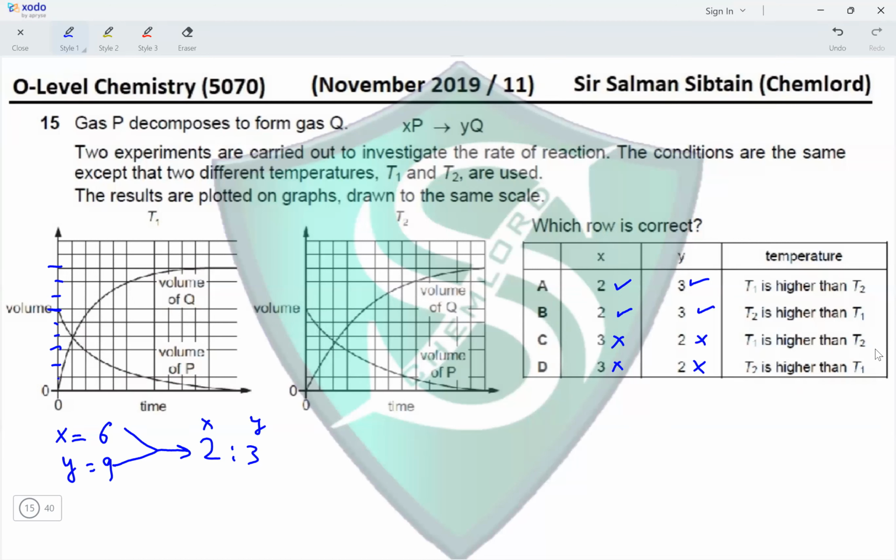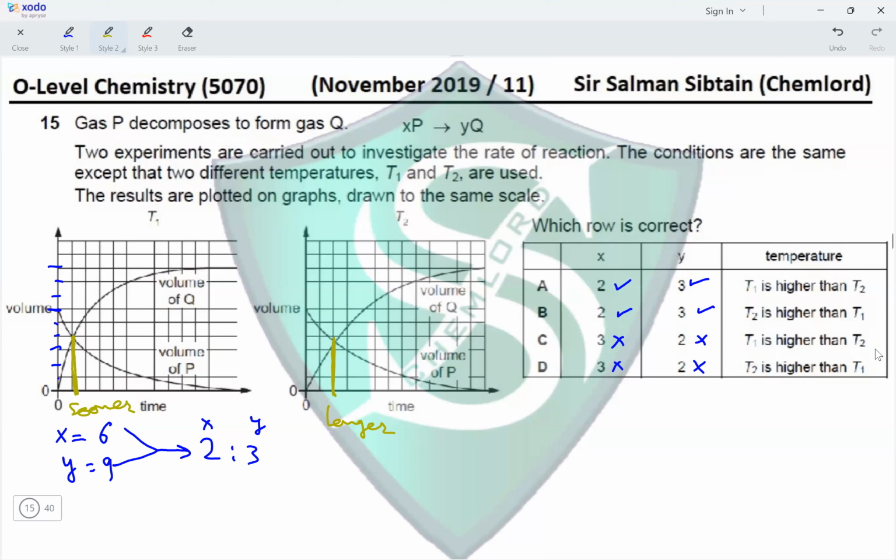Now, the temperature T1 is higher than T2. In order to test this, we need to see how quickly the products are forming. So when we look at the point where the product and the reactant volumes are the same, in T1, we have it here on the scale, and in T2, we have it here. So it takes longer to form equal volumes of the reactants and products compared to T1.